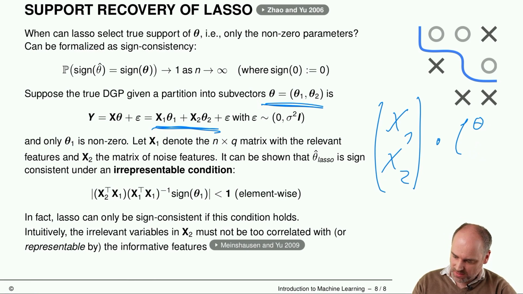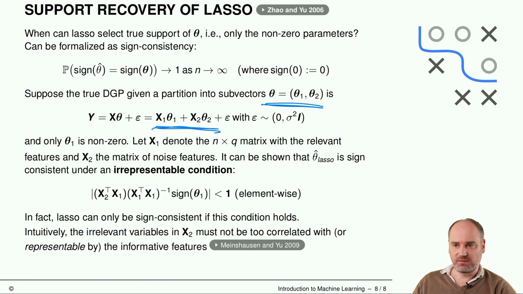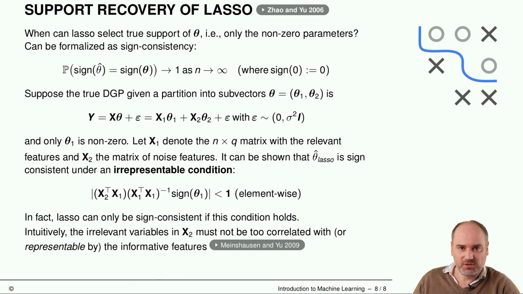Okay, now what we will assume is that there is actually just the theta 1 that's relevant, and that's non-zero in that model, and that theta 2 is actually 0. Of course, you can ask, why do we include it if it doesn't matter? Well, because in estimation, we don't know, right? And we have these noise features in there from the theta 2 part, and it's a little bit unclear what happens with them under estimation with the Lasso, and this is exactly what we want to study here.